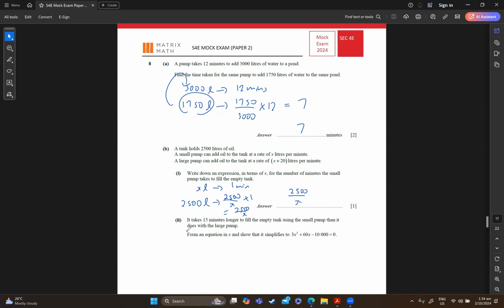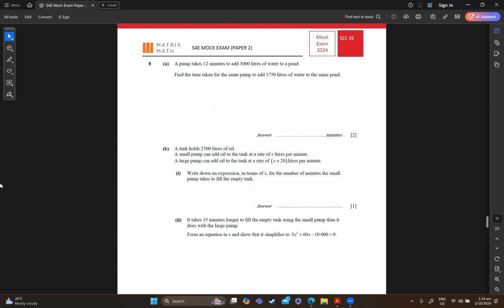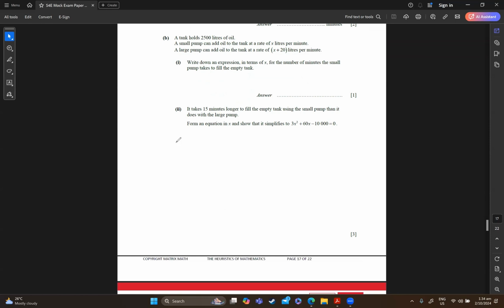So part 2 tells you that it takes 15 minutes longer to fill the empty tank using the small pump, which is this one, than it does with the larger pump. So this definitely takes longer. So 2,500 over x minus 2,500 over x plus 20 equals to 15. Now you don't have to change the time in hours because everything is tailored to per minute. The rate is in per minute, so you don't have to change this one. So just cross multiply 2500.